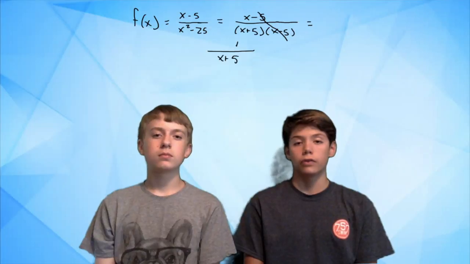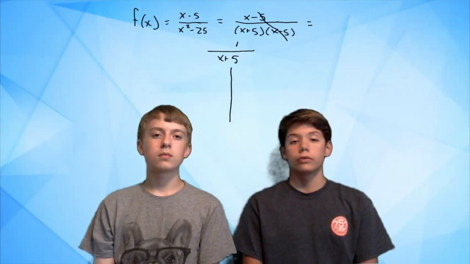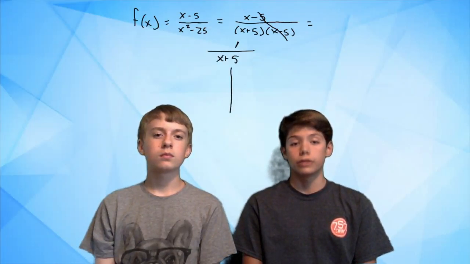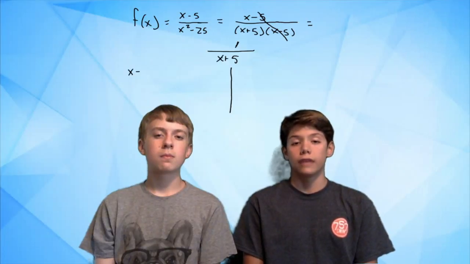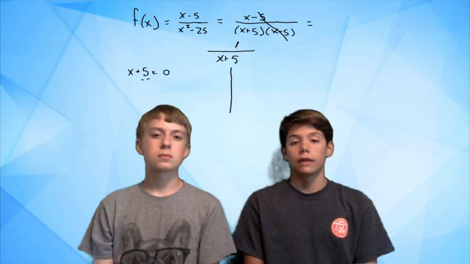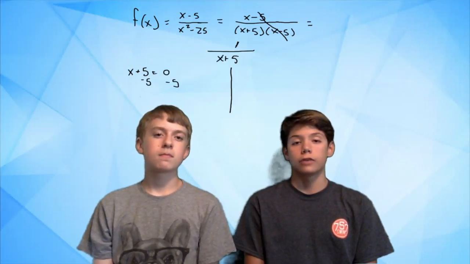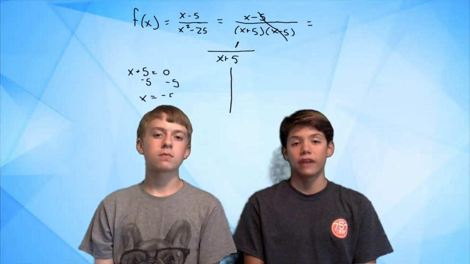Now to find the vertical asymptote, you're going to need to set the denominator equal to 0. Once you've done that, you can subtract 5 from both sides. Then you realize that your vertical asymptote is x equals negative 5.